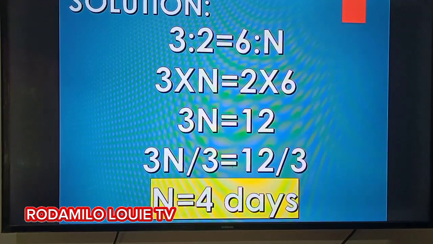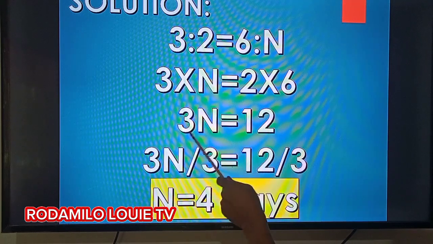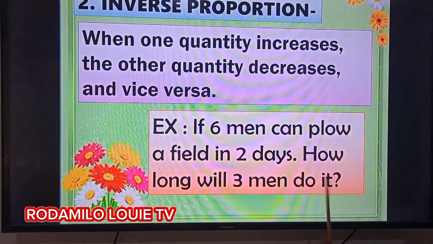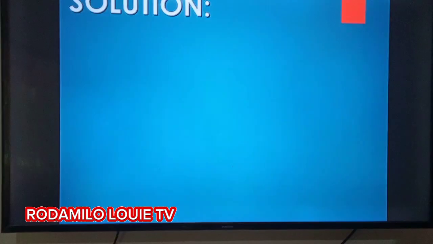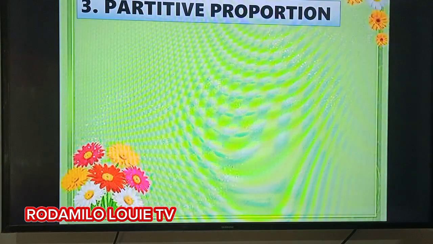So let's have 3 is to 2 is equal to 6 is to n. So let's cross multiply. Cross product: 3 times n is 3n and 2 times 6 is 12. So divide both sides by 3. 3n divided by 3 is n, and 12 divided by 3 is 4. So therefore, how long will 3 men do it? Kung 3 men ang magtrabaho, they need to work for 4 days.